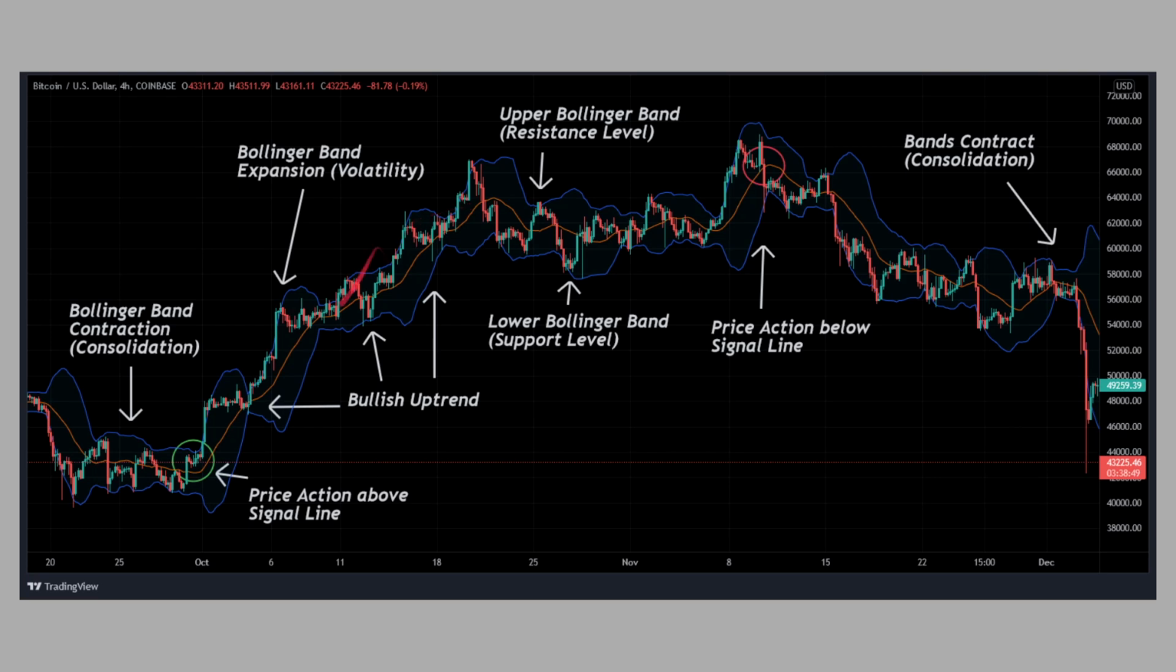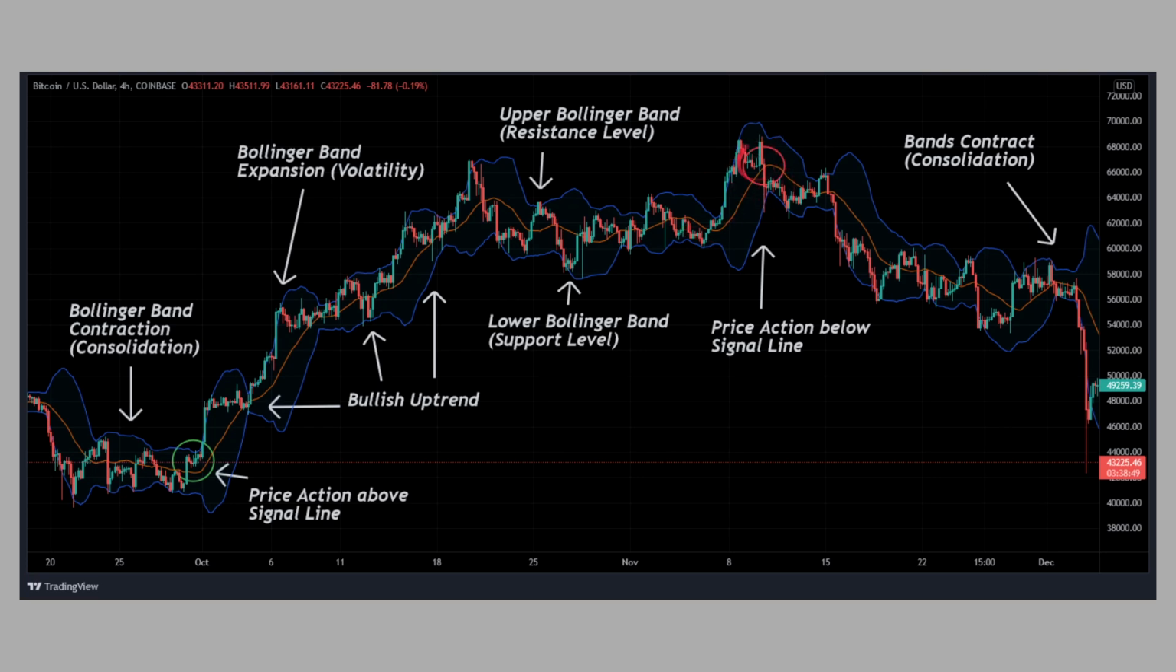This would continue, and this pattern between Bollinger Band expansion and contraction can be observed. Here we see the upper Bollinger Band, this top blue line. This is our resistance level, and the lower Bollinger Band acts as our support level generally throughout the many trend changes.